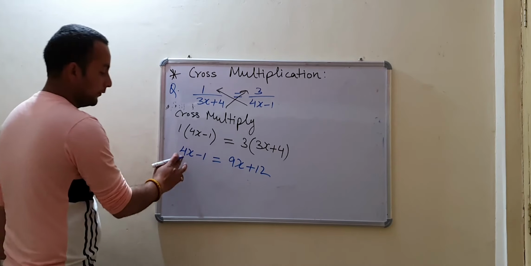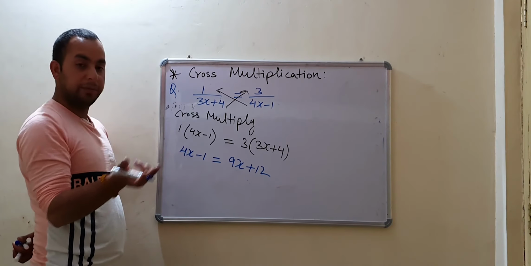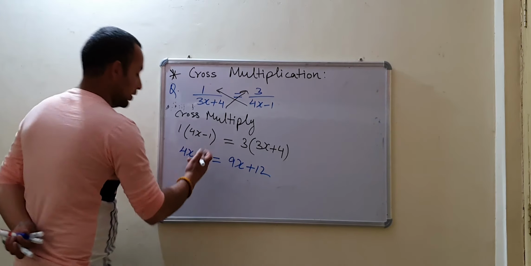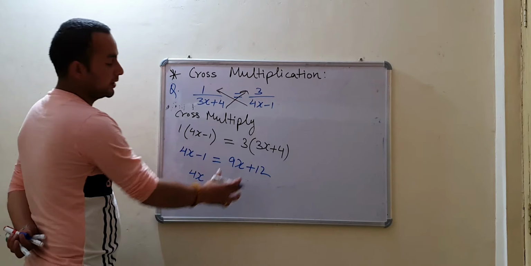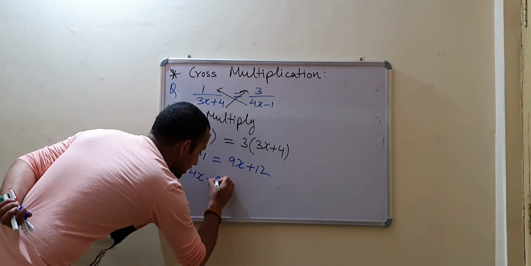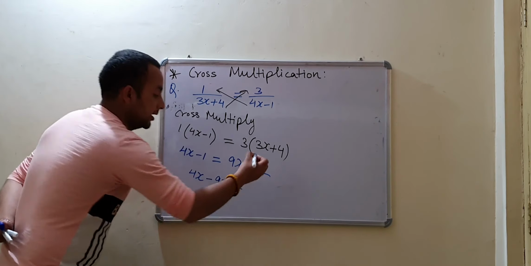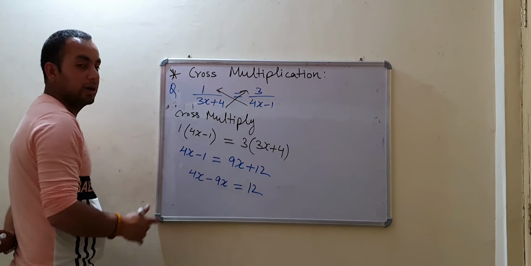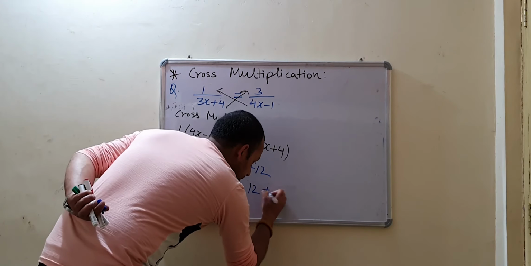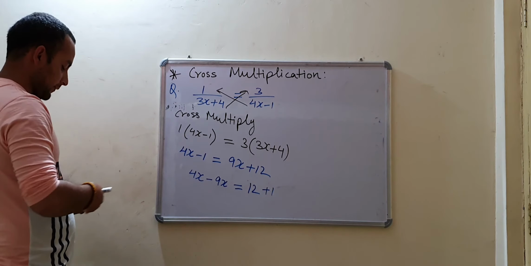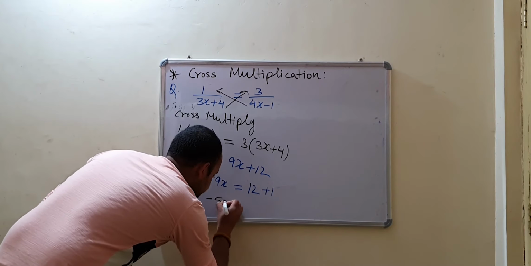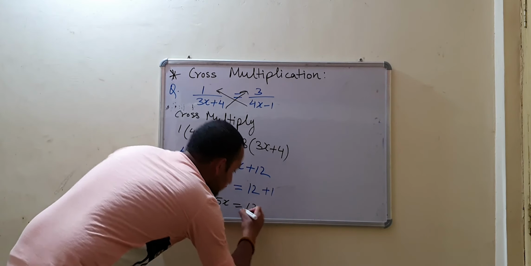Okay class, now you are going to keep the variable on one hand side and constant on another. So 4x as it is, positive 9x, when it shifts from right to the left hand side, its operation will be changed. It will become negative 9x, and 12 stays. Negative 1 shifts from left to the right, its operation changes and it will become positive 1. Now you're going to solve this. So 4x minus 9x is negative 5x, and then 12 plus 1 is 13.